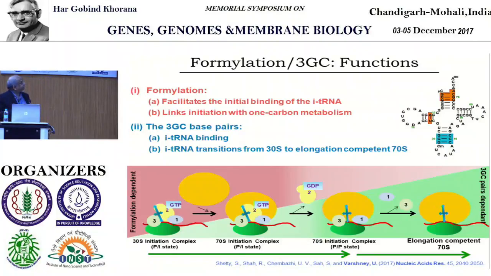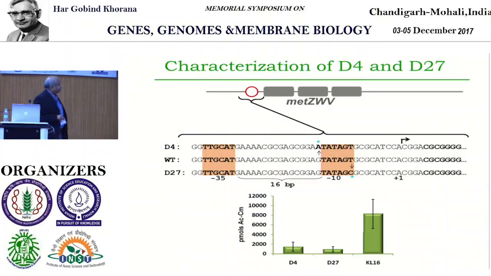So much of the importance of formylation seems to be right in the beginning of protein synthesis, or initiation, and the importance of the 3GC base pairs seems to be towards the end of, or in the later stages of, initiation. So I mentioned to you about those D4 and D27. A graduate student, Suman Kapoor, was working on those.